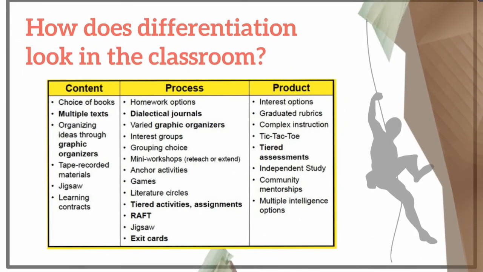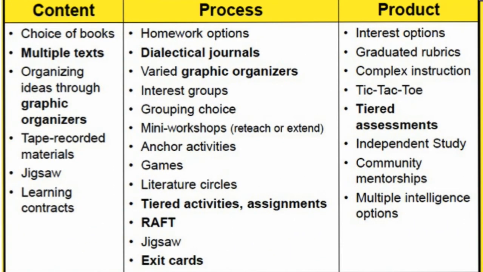So what is differentiation? How does it look like in the classroom? So here's some concrete examples. If you're going to differentiate your content, it could be the different types of books you use. You can have information that is, instead of it being a paragraph form, it's in graphic organizer form. You can have kids do some type of jigsaw.